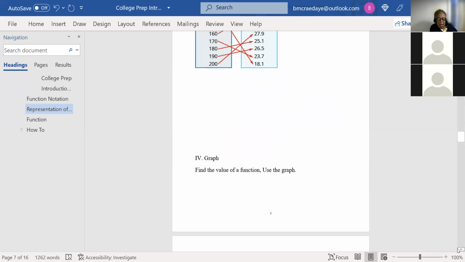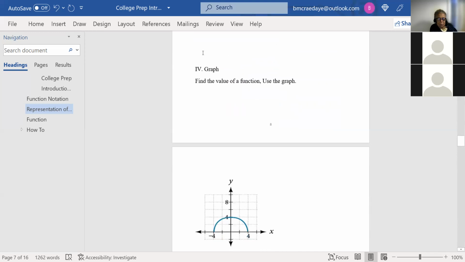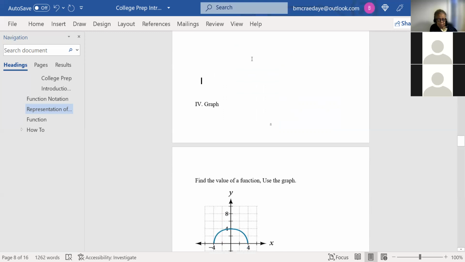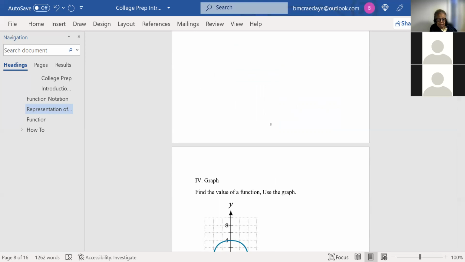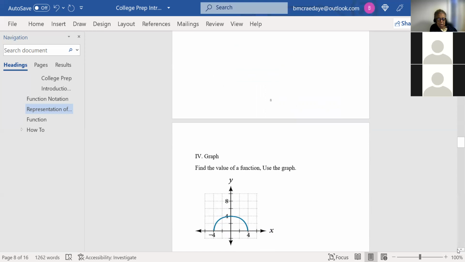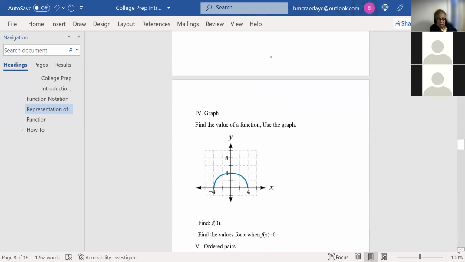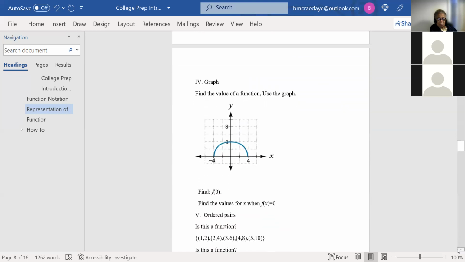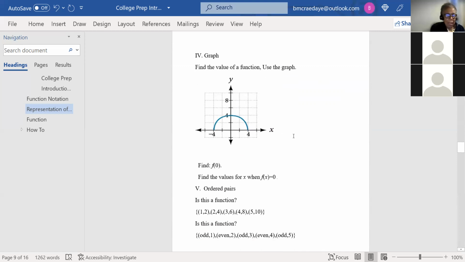Now, let's look at graphs. Graphs, another way of representing functions. So let's look at this one. So we had mapping, we had tables, we had equations. Now let's look at graphs. Now, on graphs, the X line is the horizontal, the Y line is the vertical, right? Now, f of 0, now remember that's the Y.